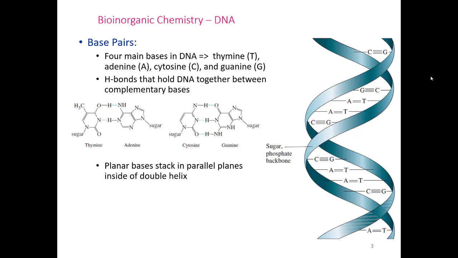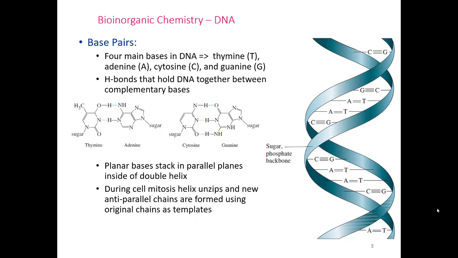Additionally, the nitrogen-containing bases are aromatic in nature, so they are fairly planar. As such, the base pairs are stacked in parallel planes on the inner portion of the DNA double helix. So you can see these are going to be stacked parallel to each other.